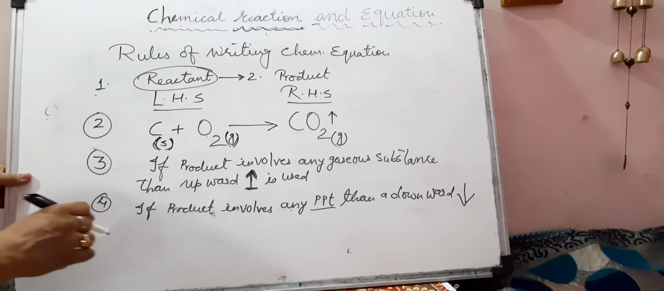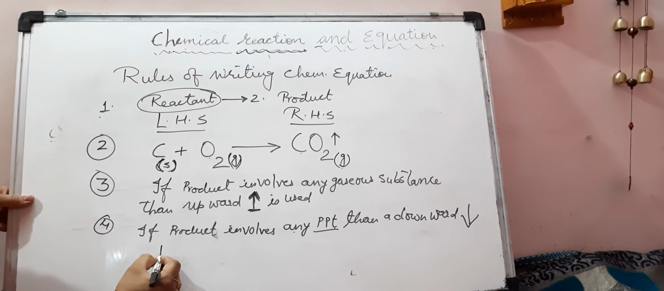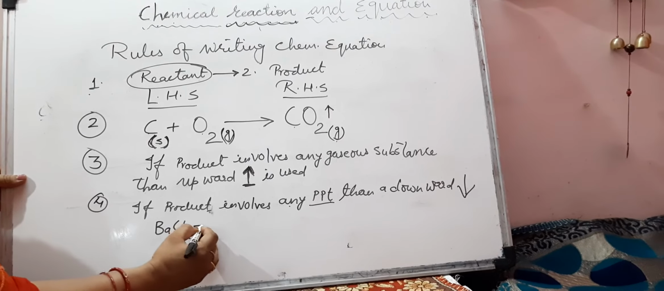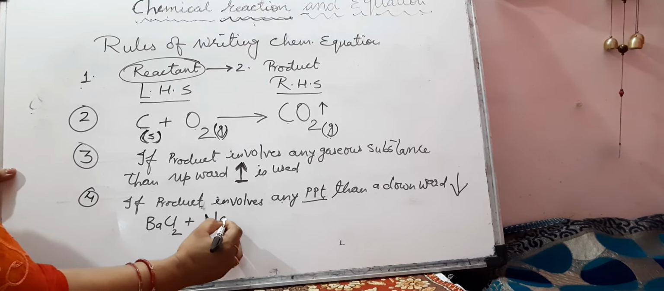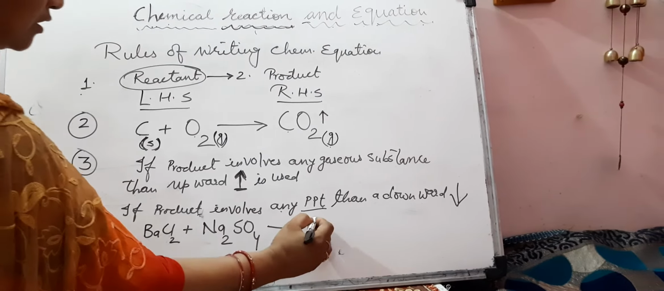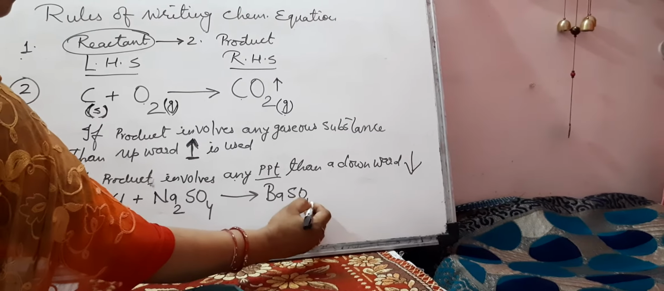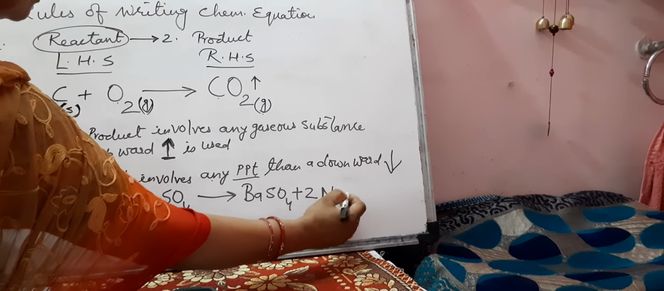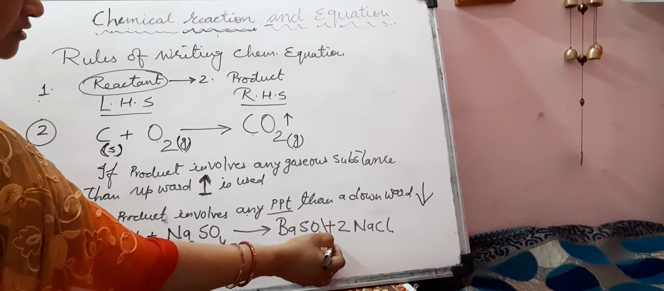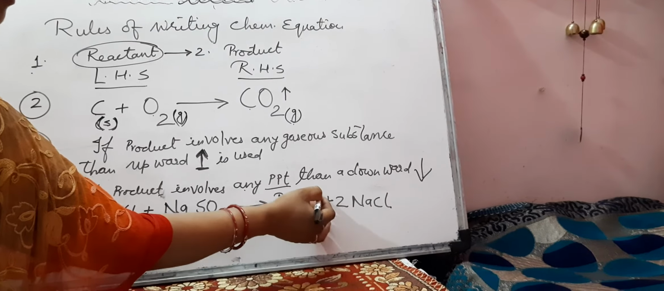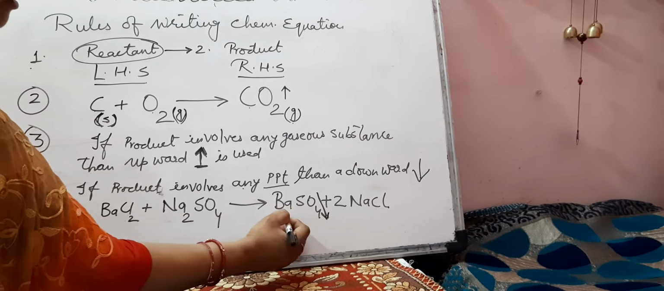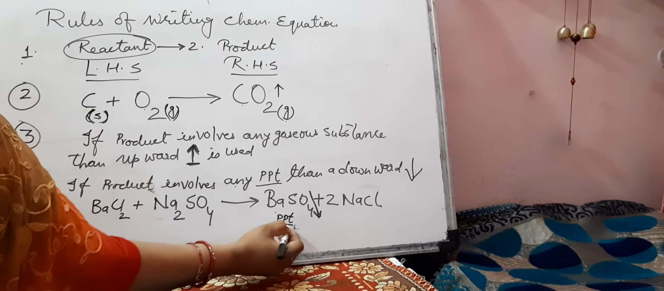I am taking one more example for it. Suppose if barium chloride, that is BaCl2, reacts with sodium sulfate, that is Na2SO4, gives BaSO4 and twice of NaCl. This BaSO4 is in precipitate form. That's why I am using a downward arrow with it. And here we will write precipitate.